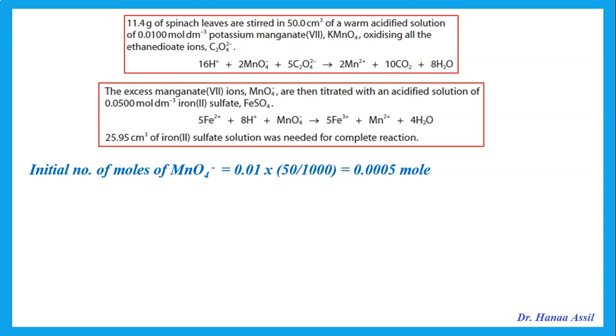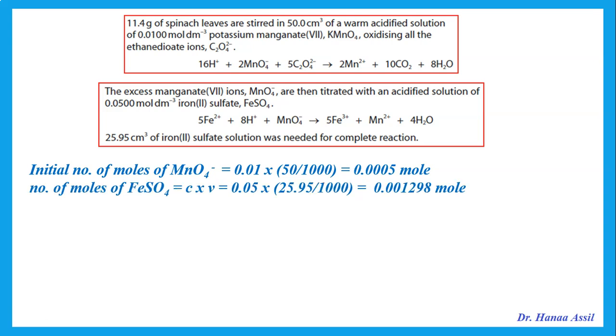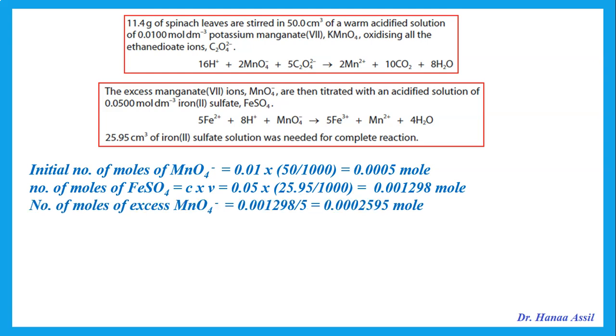Now we reacted some of it with the ethanedioate, and the excess was titrated. So to get the excess, we can get the number of moles of iron sulfate, concentration times volume. We are given the concentration of the iron(II) sulfate and the volume divided by 1000. So this gives the number of moles of iron(II) sulfate. Then I can determine from the equation, you can see that from the equation, 5 moles of Fe²⁺ reacts with 1 mole of permanganate. So the number of moles of permanganate is the number of moles of FeSO₄ divided by 5.